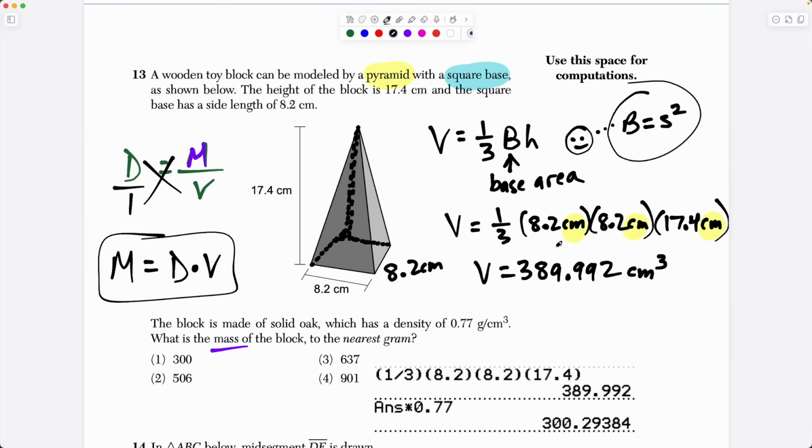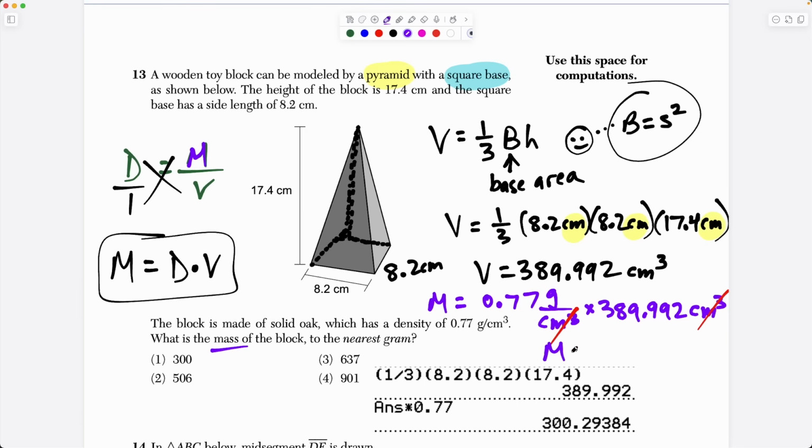I wouldn't round to the nearest whole number at every step, because that could throw your answer off by a little bit. So then this here is going to help me find the mass. The mass is equal to the density, which is 0.77 grams per cubic centimeter, and we're multiplying this by 389.992 cubic centimeters. And watch what happens here. The units, cubic centimeters over cubic centimeters, cancel out. And then this is what gives us our final answer here.